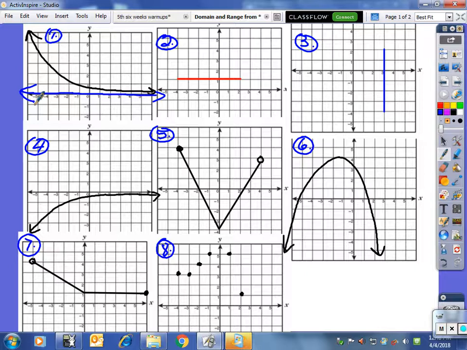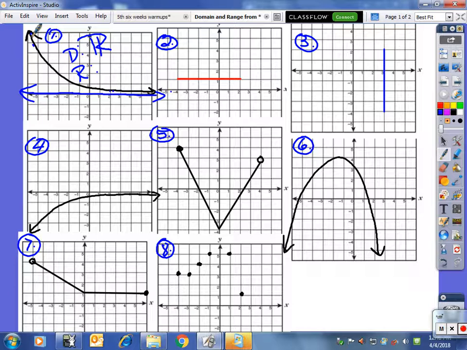The domain here, what's the domain? All real numbers. Look at the left and right edge. If you see arrows, it's going on forever. That's all real numbers. Range, you've got to think about that asymptote. It's going on forever to the top, but what's the lowest y value?